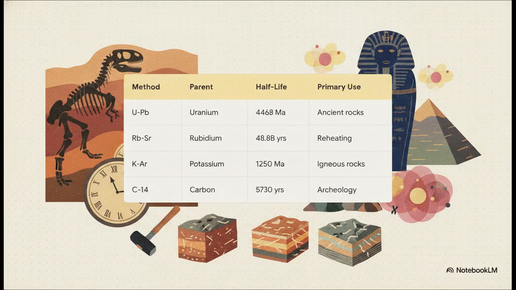So when you look at it all laid out like a cheat sheet, you see why scientists have to match the half-life to the specific mystery they're trying to solve. You literally cannot use carbon-14 to date a dinosaur bone. All the carbon-14 would have vanished millions of years ago. On the flip side, you can't use rubidium-strontium to date an Egyptian tomb.